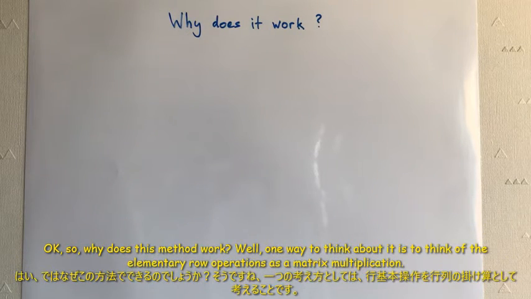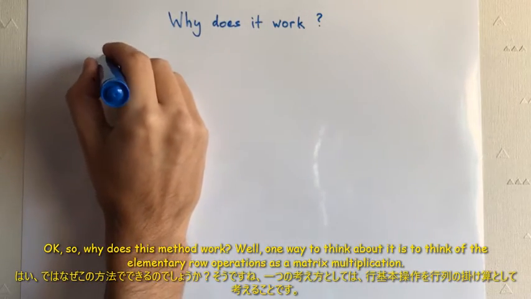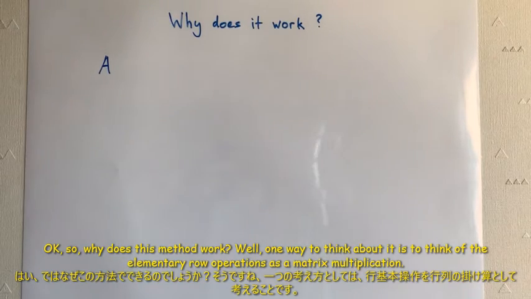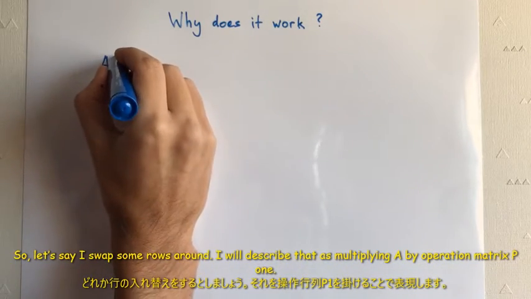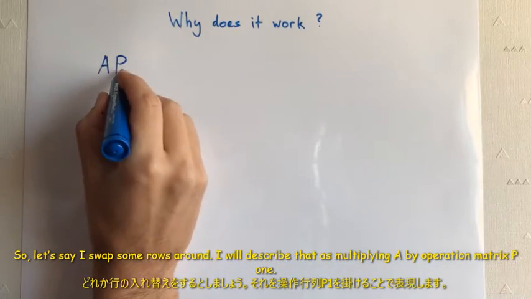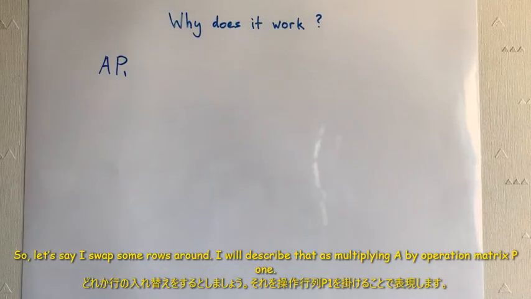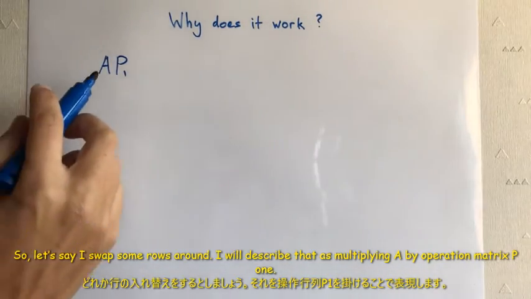Okay, so why does this method work? Well, one way to think about it is to think of the elementary row operations as a matrix multiplication. So let's say I swap some rows around. I'll describe that as multiplying A by operation matrix P1.